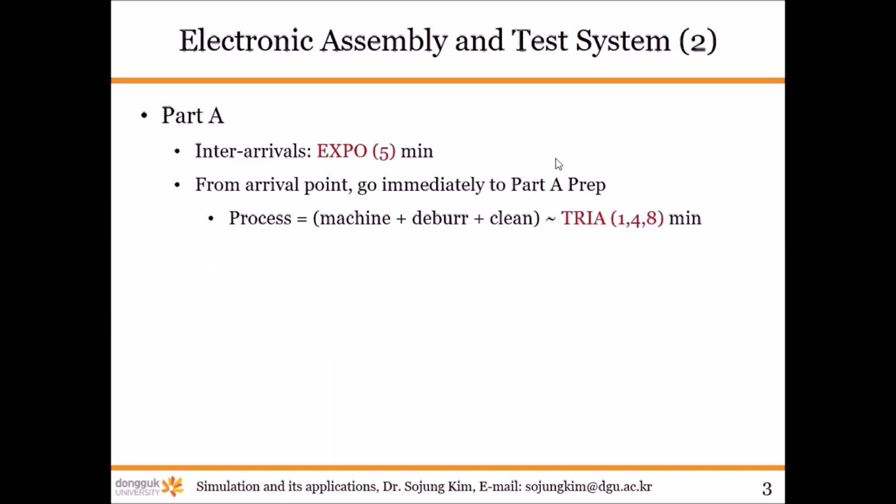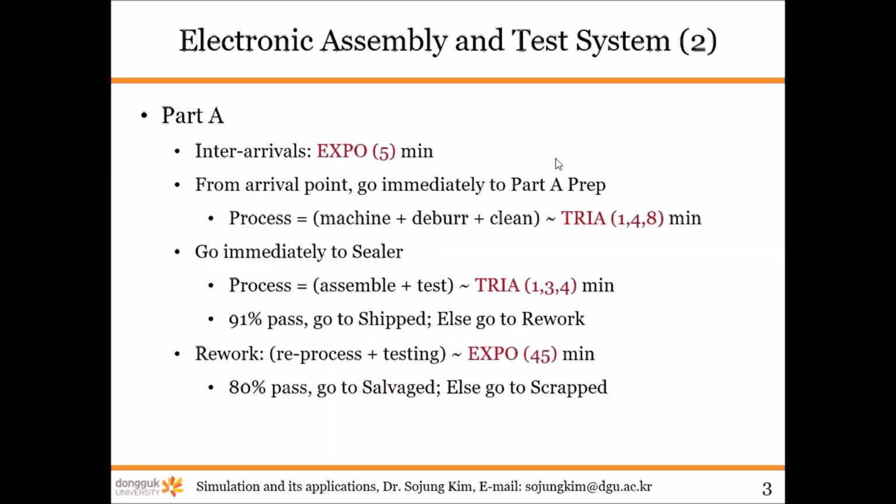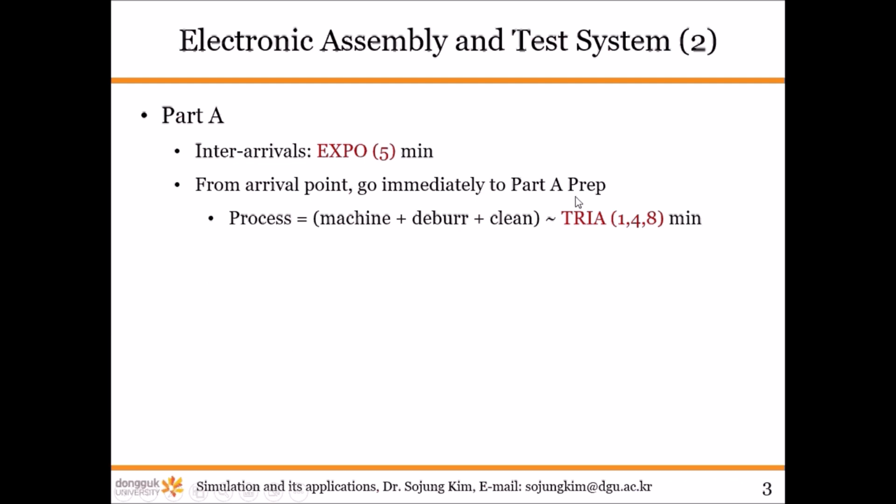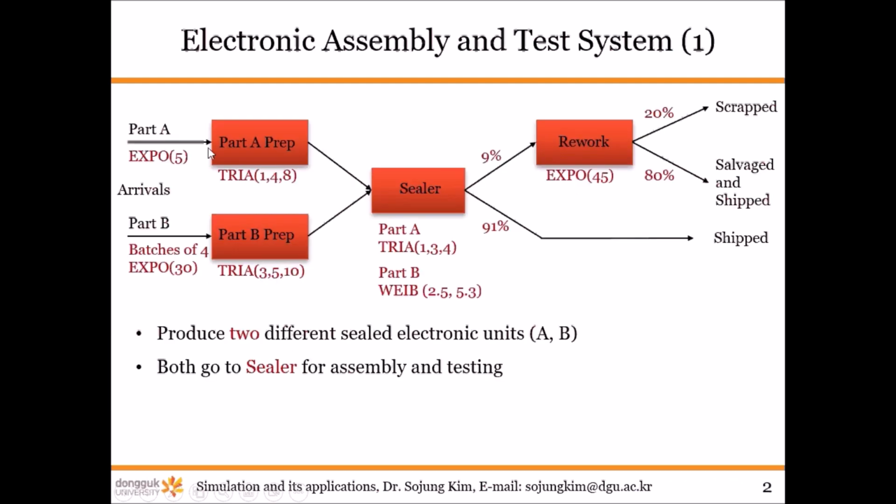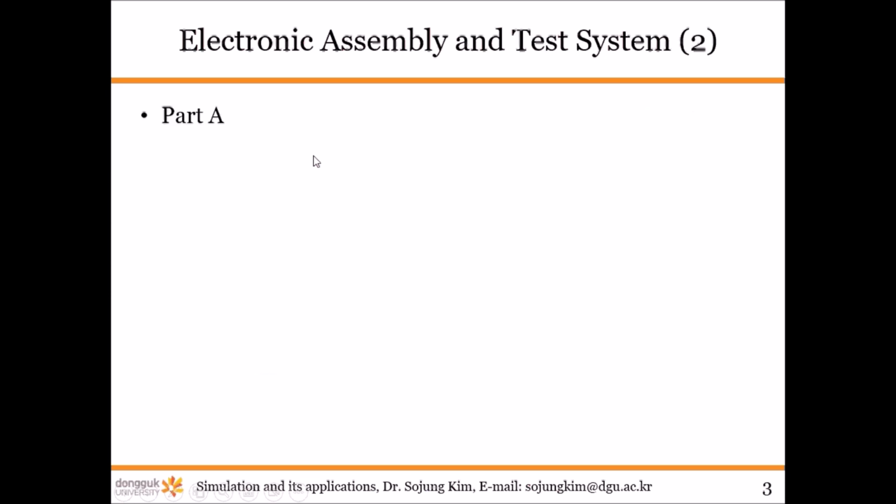All right, let's look at the characteristics of part A. The interarrival time of part A follows the exponential distribution with a mean of 5 minutes. So you need to consider the arrival process of part A, and from the arrival point it goes immediately to the part A preparation process. It was here, this one.